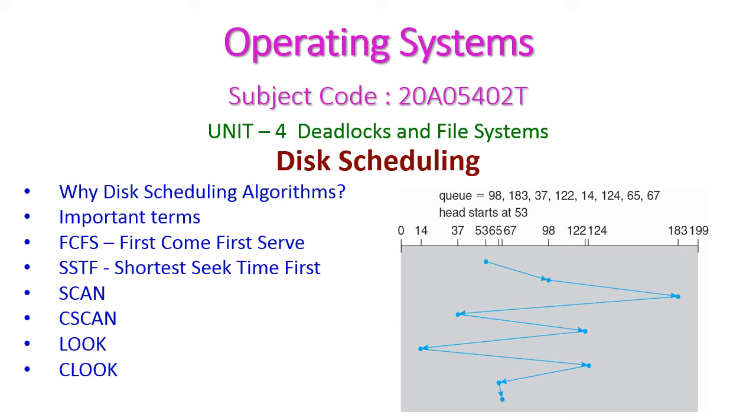Hello friends, in this operating system class we will see disk scheduling, which is one of the important topics from the 4th unit. In this class we will see why disk scheduling algorithms are important, the important terms which are used to compute disk scheduling, and the different disk scheduling algorithms: first come first serve, shortest seek time first, SCAN, CSCAN, LOOK and CLOOK. We will see all those things one by one in today's class.